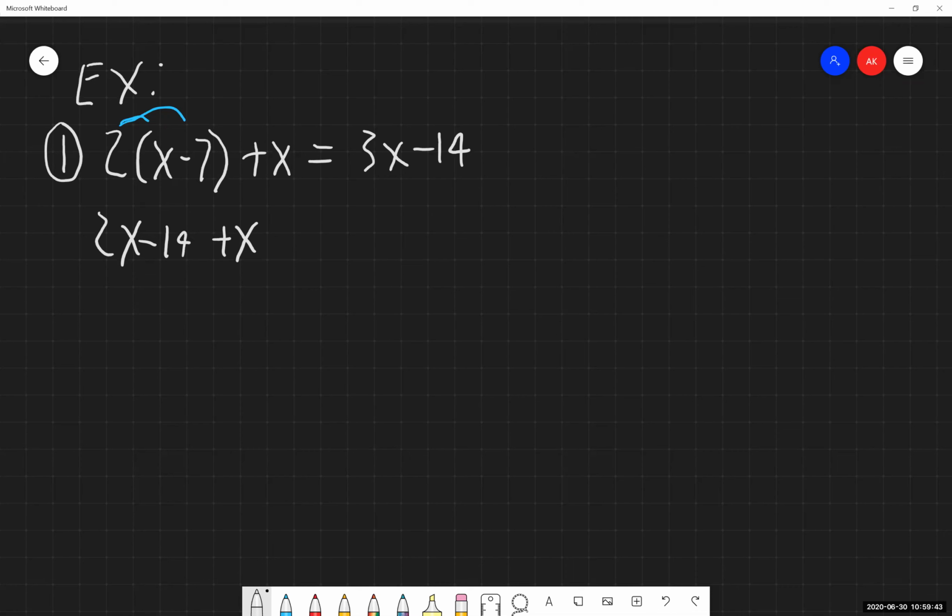Okay. So again, all I'm doing is just focusing on simplifying the left side of the equation. I'm going to worry about the right-hand side in a second. So I have 2x minus 14 plus x. So 2x plus x is going to give me 3x. Nothing's happening to the minus 14, so it's going to be written out there. I now cannot simplify anything any further on the left-hand side of the equation.